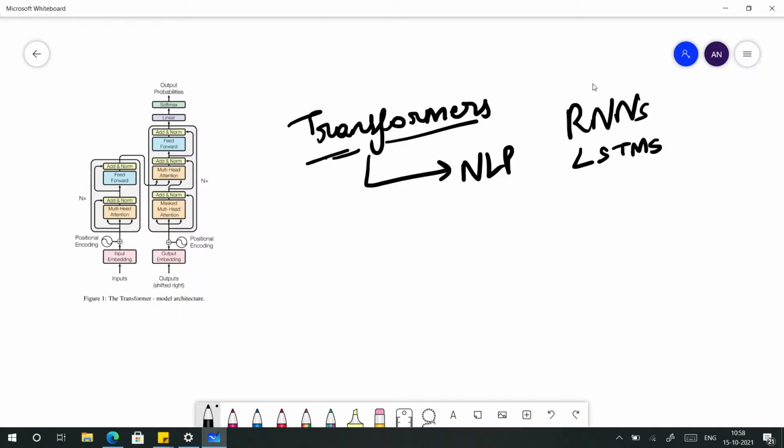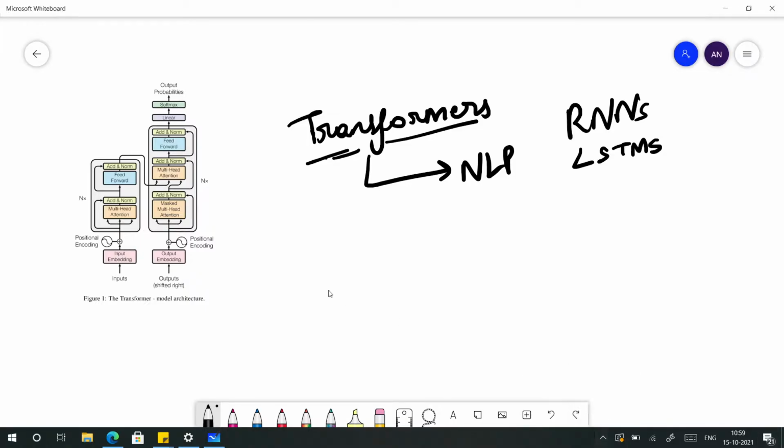Transformers are basically known for their long range dependencies. That's what they were famous for. Transformers were first introduced in 2017, and it totally changed the entire era of NLP. Okay, so let's get started.